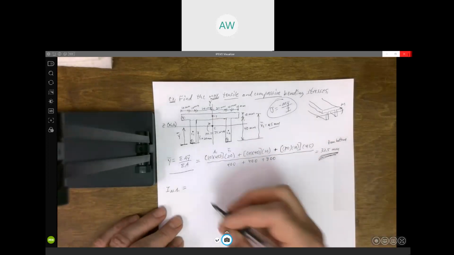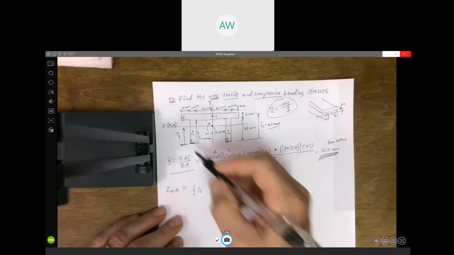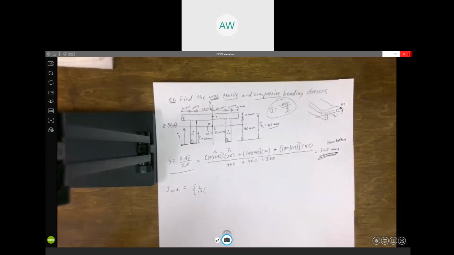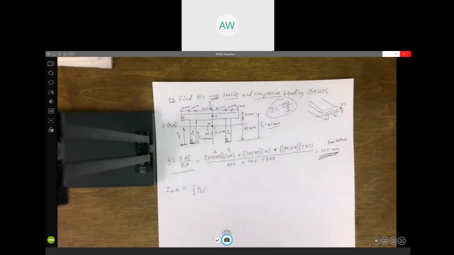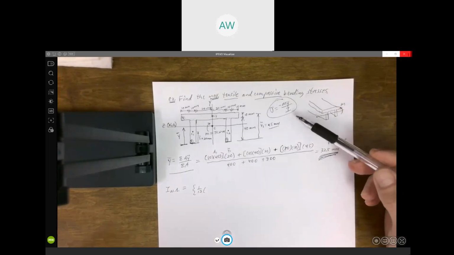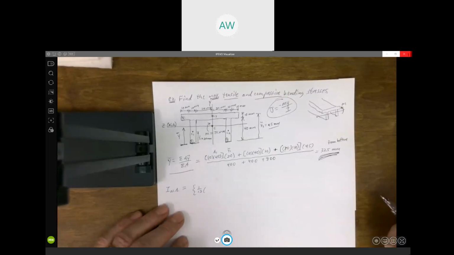So for rectangle 1, I've got 1/12 base times height cubed. Well, the base is 10. It's up to you, you can leave all your dimensions in millimeters. If you do, you're going to get a really, really large number, and to plug into this formula, we're going to need to convert it into meters to the fourth instead of millimeters to the fourth. So eventually it's going to have to be in meters. Up to you, leave it in millimeters and convert to meters at the end, or we can put everything in meters now. I'm going to go ahead and put everything in meters.